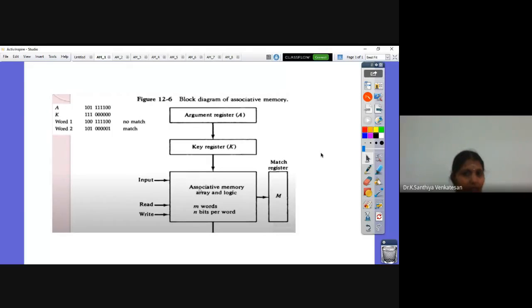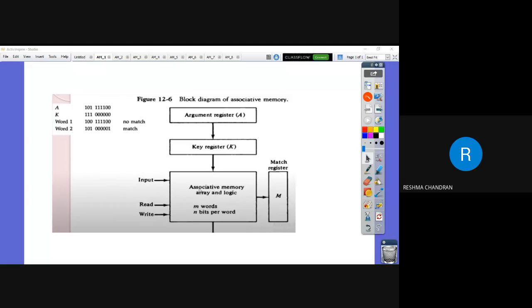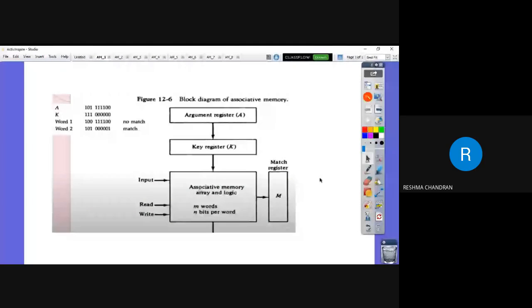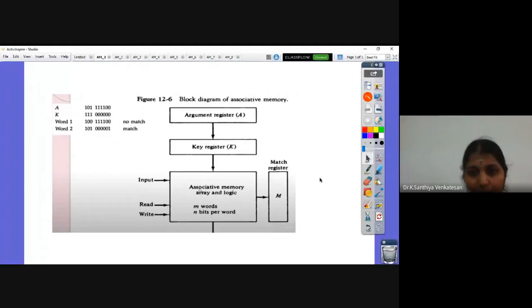What are all the registers, Kana, that are present in our associative memory? Just look at the diagram. Argument register, key register, ma'am. Match register. Okay, ma'am. Yeah. What do we have in the argument register?